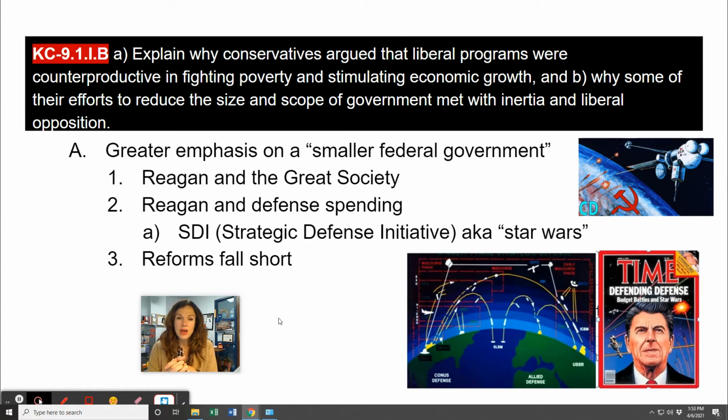Critics were arguing that the Great Society programs that were put into place were very, very expensive, number one. And two, they were creating cyclical poverty, that people were just too comfortable where they were and they weren't working to get out of the poverty. So, number one, Reagan and the Great Society, he seeks to cut completely or reduce the size of many programs in the Great Society.